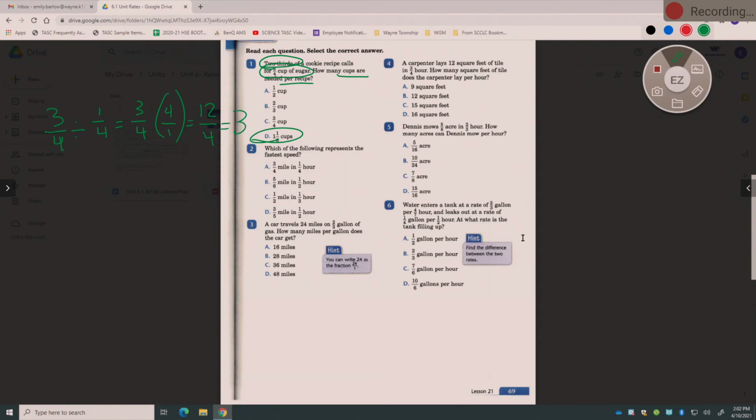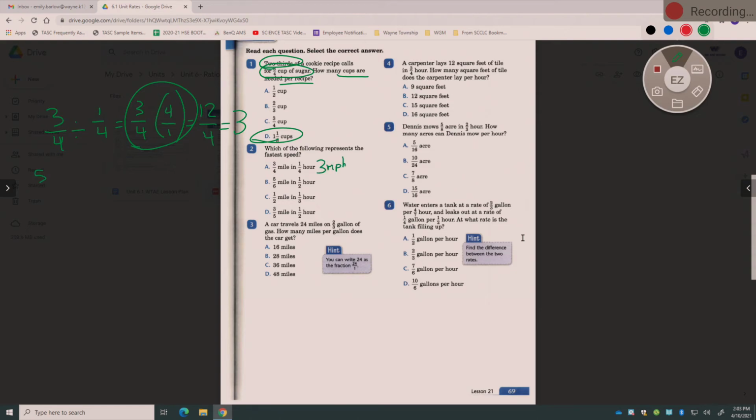You'll notice I stopped because there is a shortcut that you can do here, but I'm not sure if I want to go through that shortcut being this far away. So if you know the shortcut there, go for it. If you don't know it, we'll talk about it when I get back. Okay, so A is 3 miles an hour.